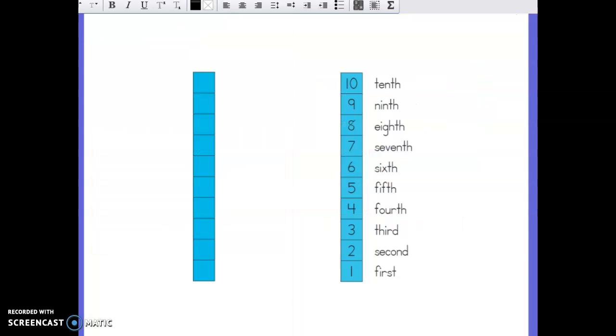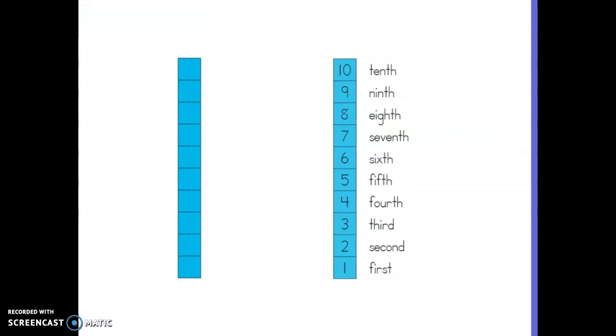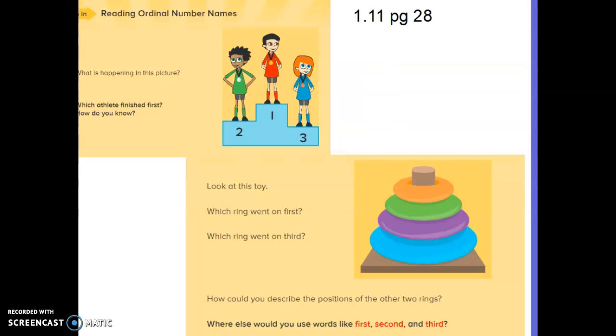Okay, now we are turning the page. We were on page 27, now we're on page 28, talking about ordinal numbers. So we have first, second, third, fourth, fifth, sixth, seventh, eighth, ninth, 10th. And you'll notice that each one of these numbers at the very end has a TH. And this just tells me that it's in order. So it's not just a number 8, it's in 8th place. So the TH tells me the place that I'm in. And these just look a little bit different because they're spelled differently.